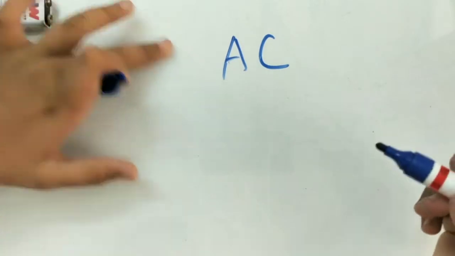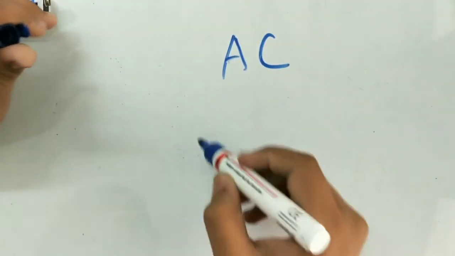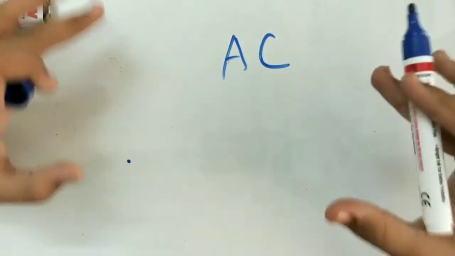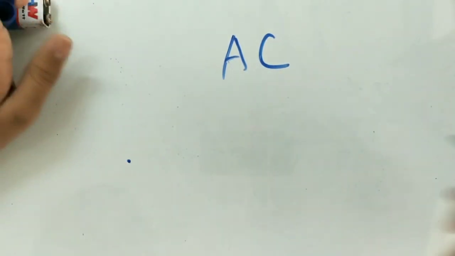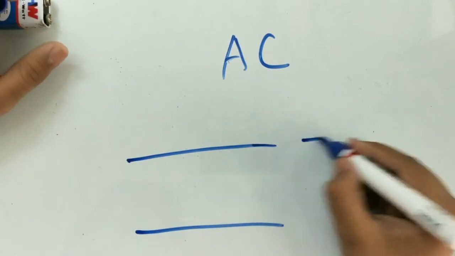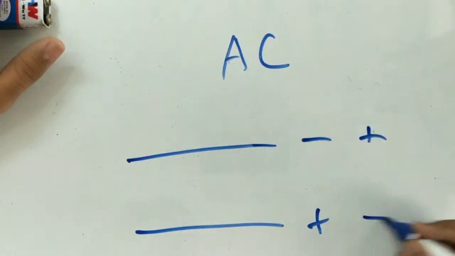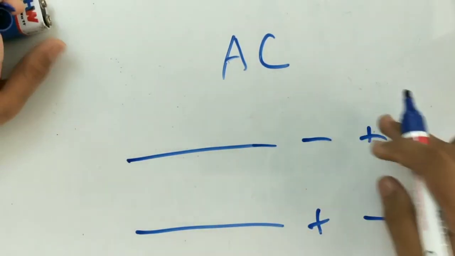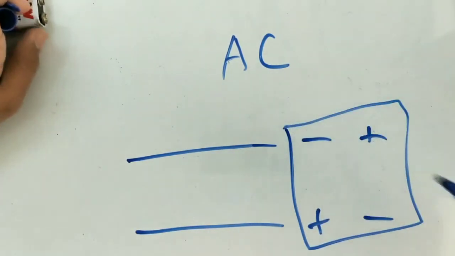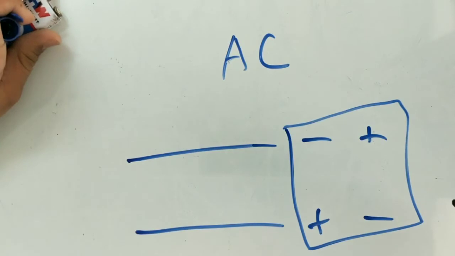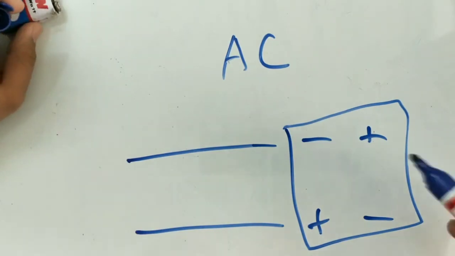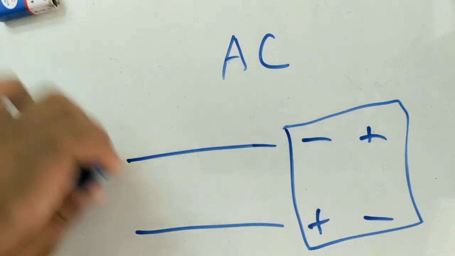Let's repeat. I'll tell you once more. What is AC? AC means alternating current. Alternating current means if we take two terminals, for the first second here might be negative, there positive, then positive, negative, and it continues like this, and one cycle of this is known as one oscillation.